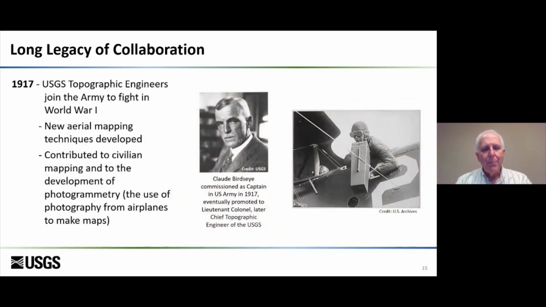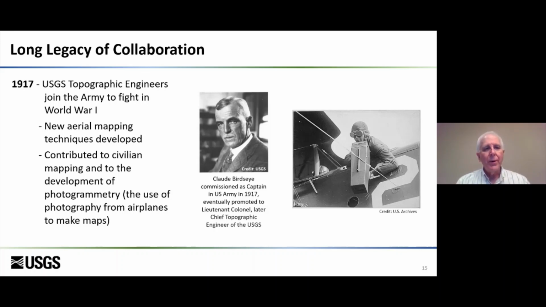All right, one more example, and that's from World War I. So at the beginning of World War I, many of the USGS topographic engineers, as our cartographers were known at the time, joined the Army. World War I saw many technological advances, the use of airplanes for one, and the use of putting cameras in airplanes, flying those airplanes over the battlefield, taking images or photographs of the battlefield, and using those aerial photographs to create and update maps of the battle.